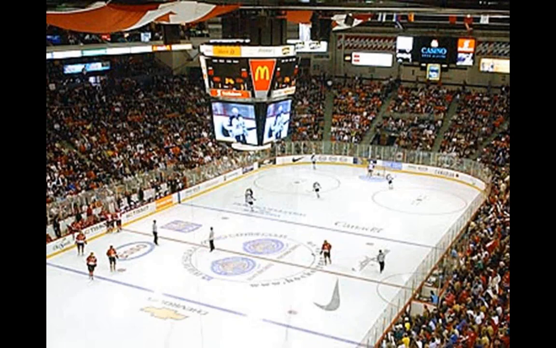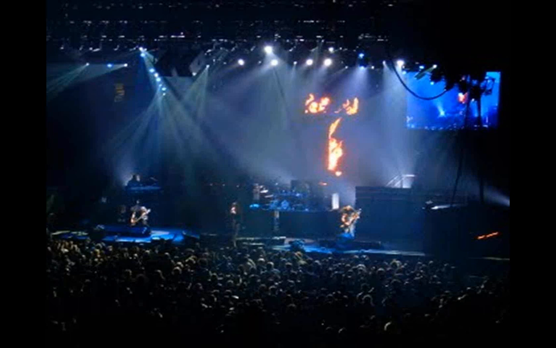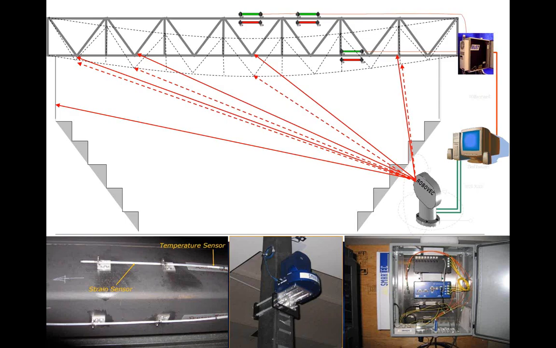The arena is used for different purposes, for hockey games, as you can see in this picture, and also for concerts, as can be seen in this case. Due to changes in the Canadian regulation about snow load on roofs, the original calculation of the load carrying capacity of the roof would not allow hanging lighting and other concert material at the same time when snow could be expected on the roof, and this would have been a problem, of course, for the owners.